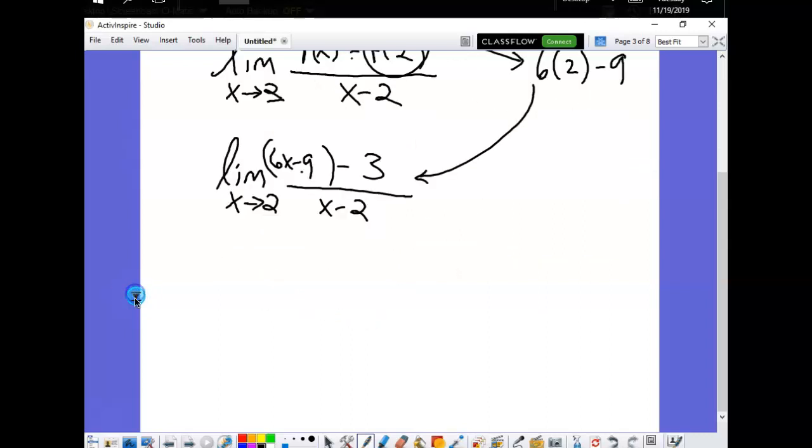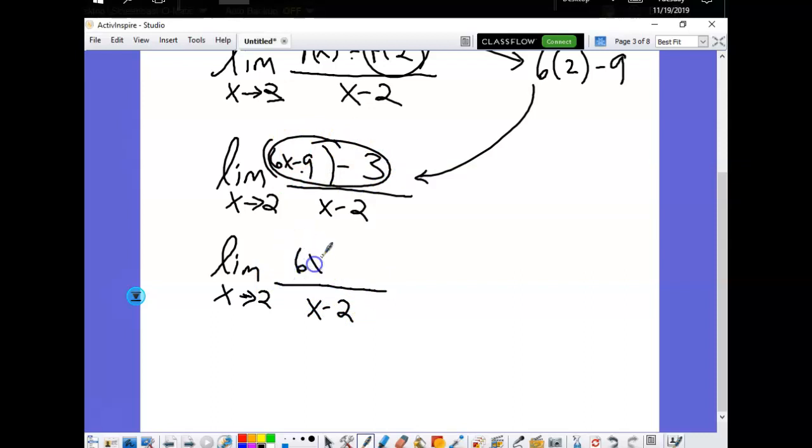Now what would we do? Not yet. Direct substitution won't work because if I do, I get 0 on the bottom. So we can't do that yet. What can we do? We will factor, but not yet. What we're going to do is combine the like terms. What would that give me if I combined my like terms? There we go. And now we're going to factor.